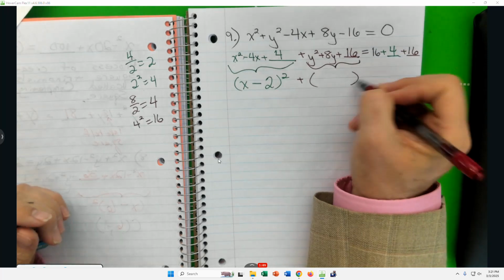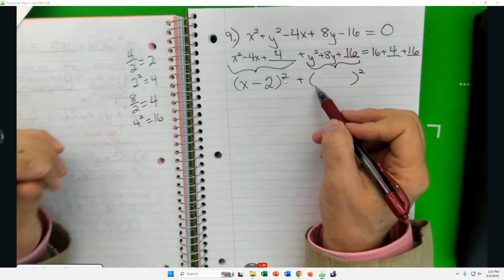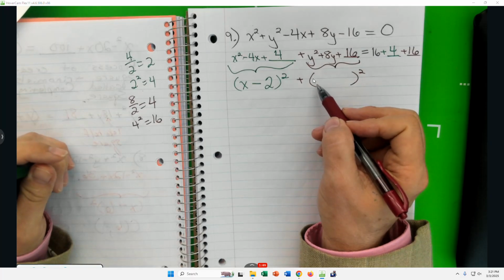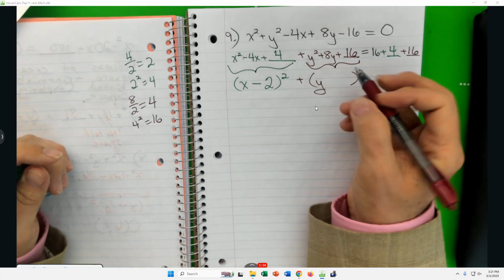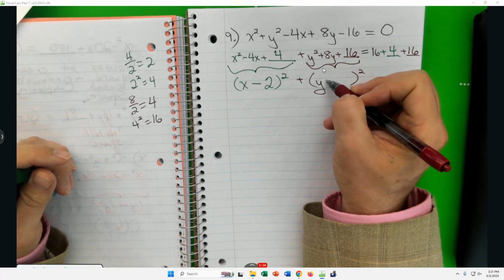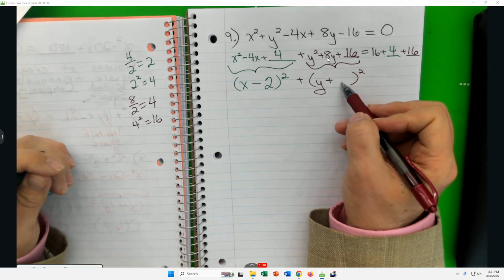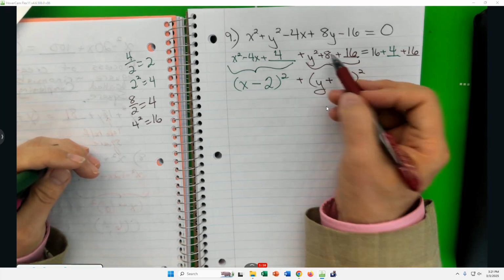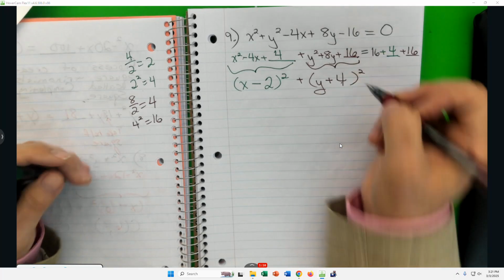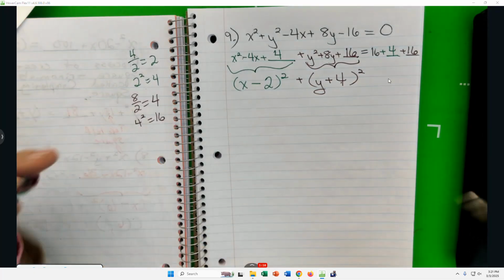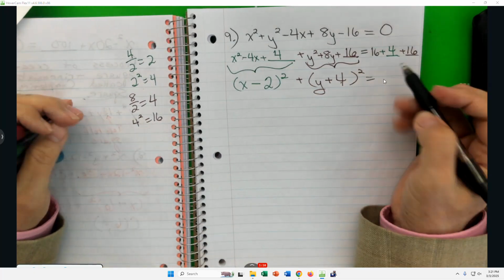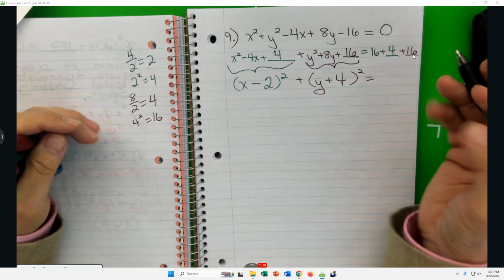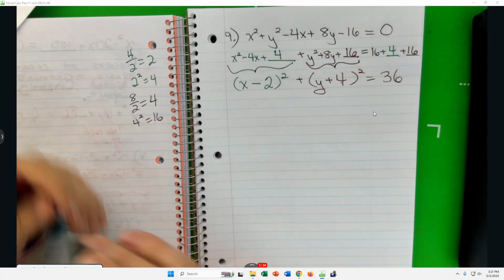let's factor the y's. Variable, y, sign, constant, half of 8 is 4. And we have something real nice on the right side. What number do we have on the right side? 20 plus 16, 36.